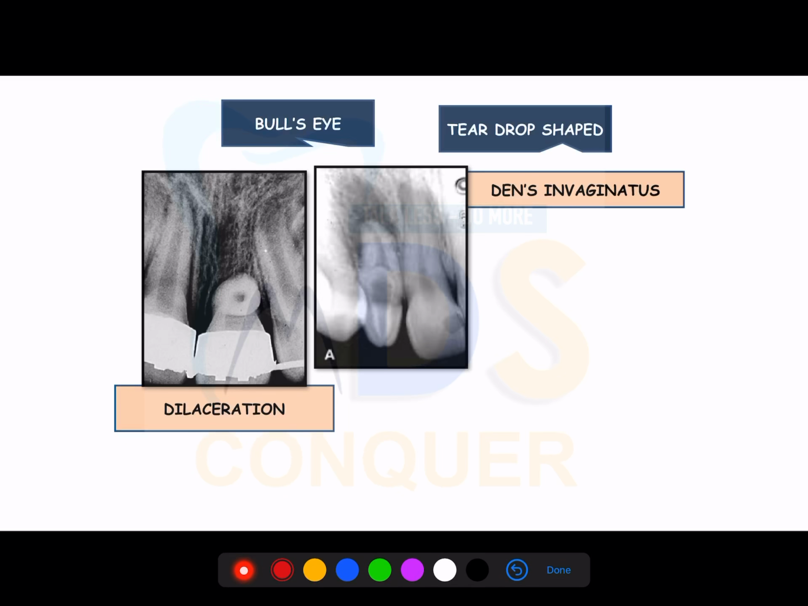Now coming to a few important radiological appearances. The bull's eye appearance, you can see here this is a bull's eye or target type of appearance, which is seen in dilaceration. Now if you see the teardrop appearance, you can see here in the pulpal region there is a teardrop appearance. This is an important radiographic feature of dens invaginatus. So bull's eye is seen in dilaceration and the teardrop shaped appearance is seen in dens invaginatus.